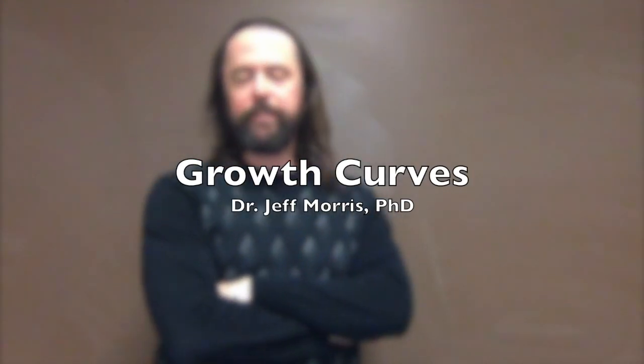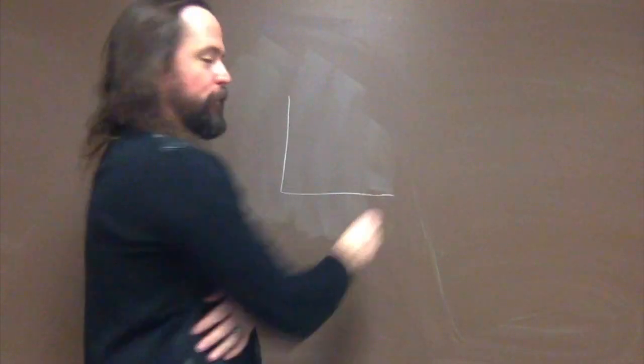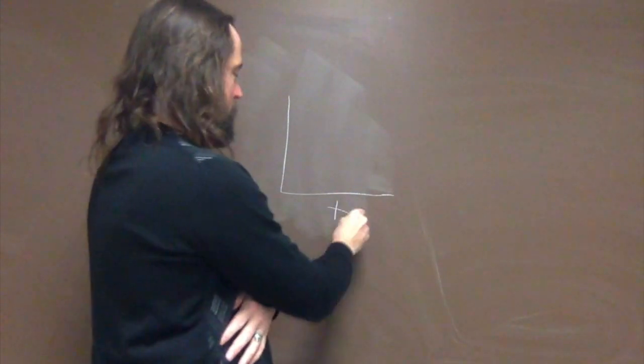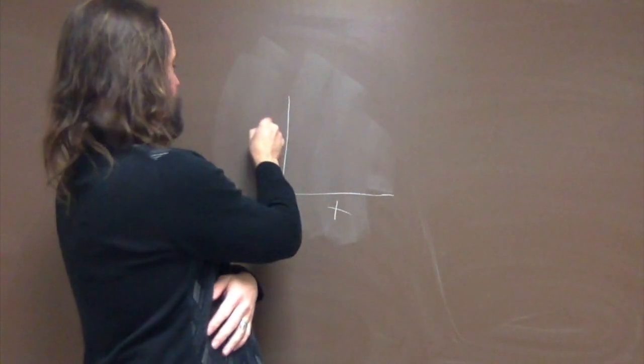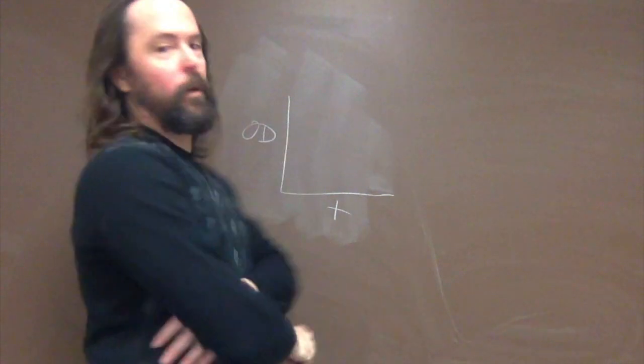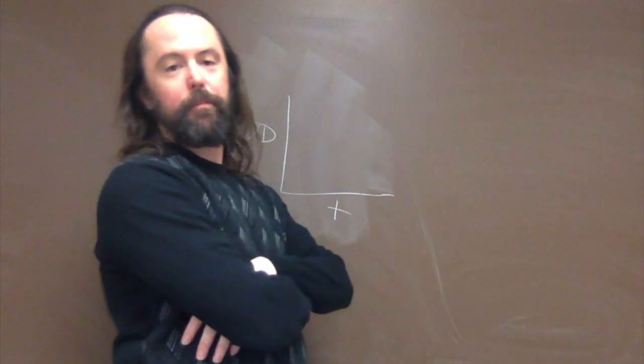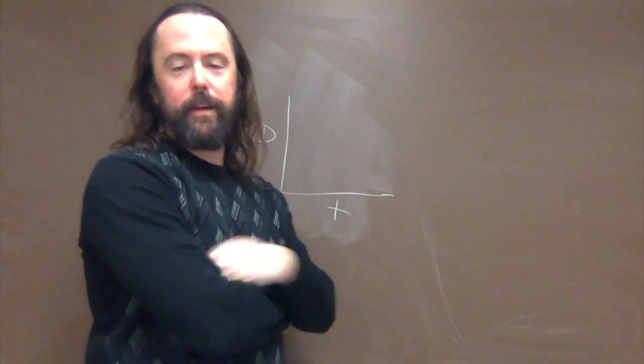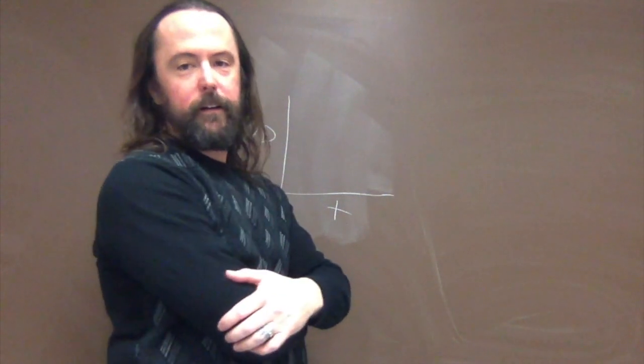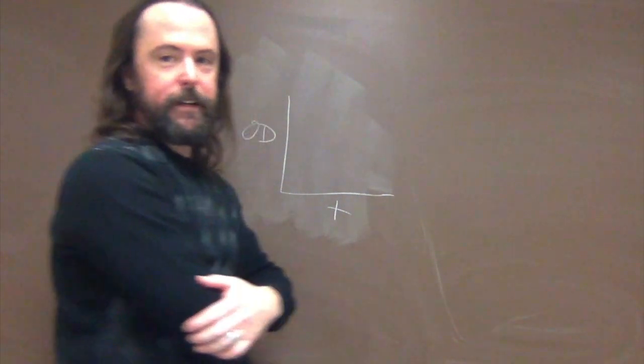Hey there. So today I'm going to talk to you about how to calculate growth rates for bacteria using growth curves. All right, so hopefully this will look familiar to you, right? We have time on the x-axis and optical density on the y-axis. Optical density is just a proxy for the number of cells you've got. It's a measure of how cloudy a culture of bacteria is.